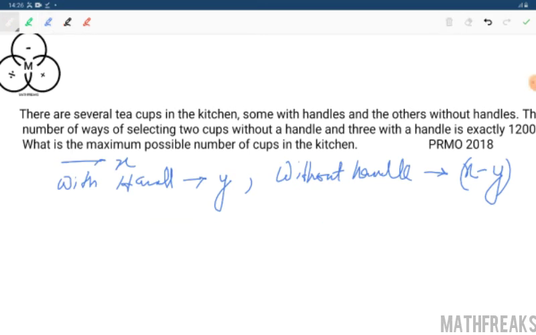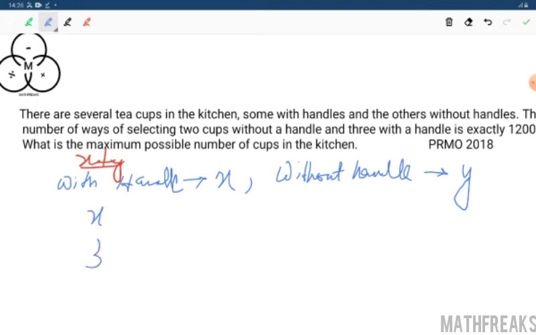Let us forget the case and consider a new case. Then the number of cups with a handle is x, without a handle is y. Now this will be easy. So the total number of cups will be x plus y. Now let us try. We have with handle x choose 3.